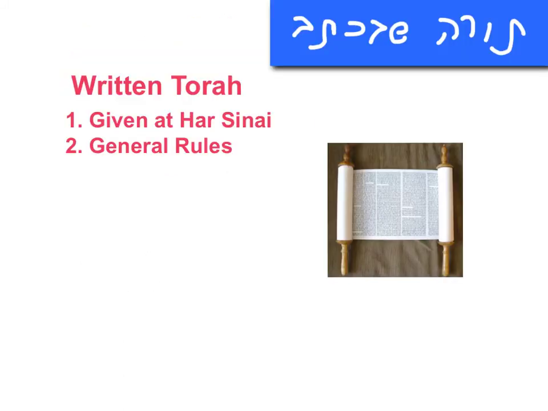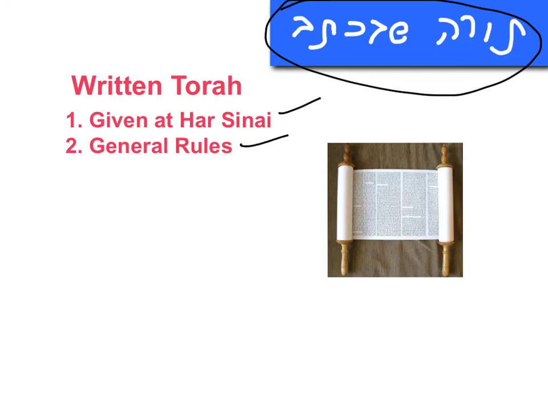The first and most essential part of our Torah is the written Torah, the Torah Shebichtav. And this Torah Shebichtav was given at Har Sinai, to Moshe Rabbeinu, and this includes just the general rules. Keep Shabbat, keep kosher, don't do melacha on Shabbat, sit in a sukkah.